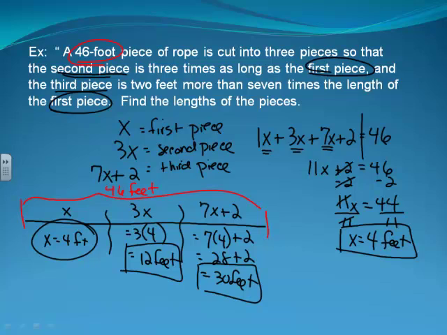Now let's do a quick check. If you add together 30 feet and 12 feet and 4 feet, that should be equal to the entire length of the rope, which is 46. So if we add that up, 4 and 2 is 6, 3 plus 1 is 4, 46 feet looks good. And I think that those 3 lengths are correct as long as we set the problem up correctly.